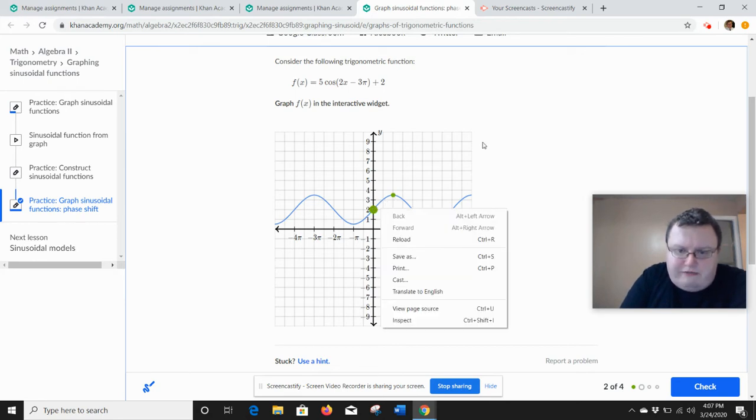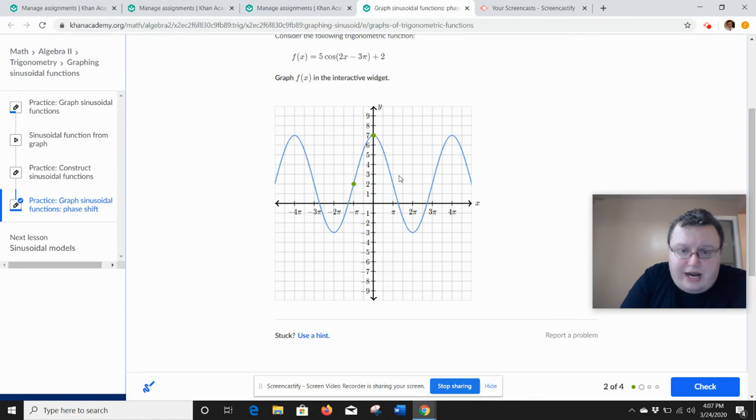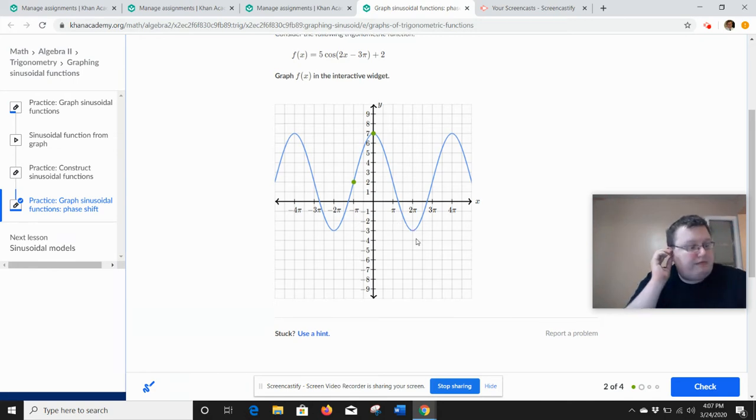So I need to move some stuff around, and like I said, I'm having a little technical problems here. I need to make it to where the maximum occurs right there. So it's going to go up 5 from 2. So it's going to occur at 7. And it's going to go down 5 from 2. So the minimum should go down 5 from 2, would be negative 3. That's where I've got it set right now. Okay. So we're looking at the function going between negative 3 and a positive 7.